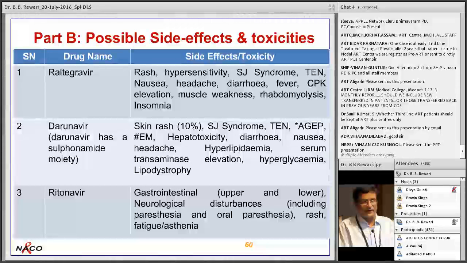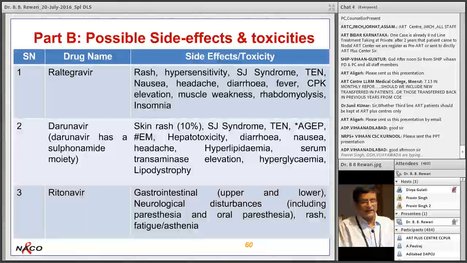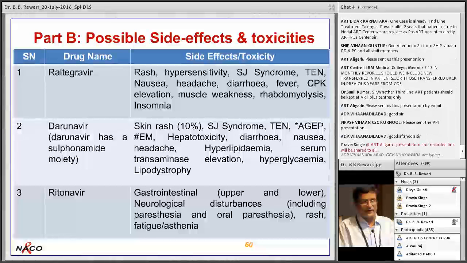Similarly, darunavir has a sulfonamide moiety, so there are more chances of skin rash, which can be as high as 10%, SJ syndrome, TEN, hepatotoxicity, hyperlipidemia. Again, ritonavir we have used extensively. We know that there are gastrointestinal disturbances, neurological disturbances, but more these are gastroenterological diarrheas. So we have to remember, when we are starting new drugs, we should know their side effects and keep an eye for the side effects for the newer drugs.